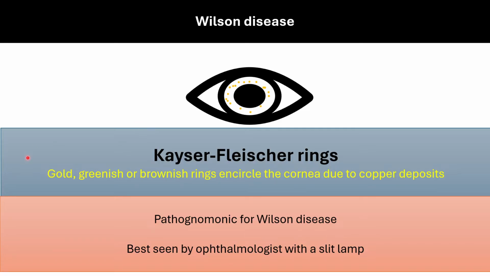Kaiser-Fleischer rings are gold, greenish, or brownish rings that encircle the cornea due to copper deposits. Copper is elevated in Wilson disease. Kaiser-Fleischer rings are pathognomonic for Wilson disease and best seen by ophthalmologists with a slit lamp.